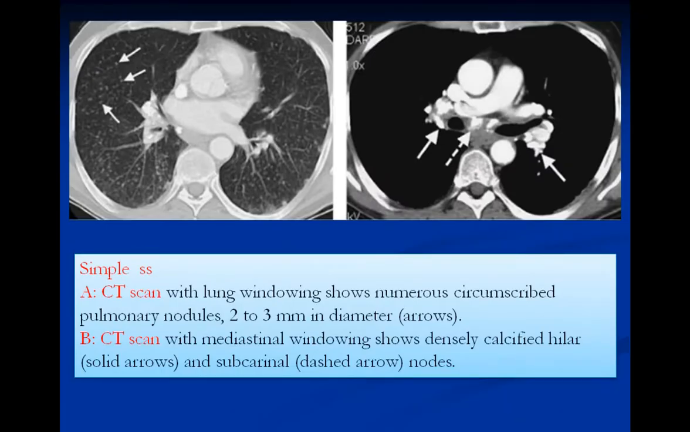So again, this diagram is showing well circumscribed nodular opacities, 2 to 3 mm in diameter. The CT scan is showing calcified lymph nodes present at the hilum region, the subcarinal region. The thick white density opacities are the calcified lymph nodes.